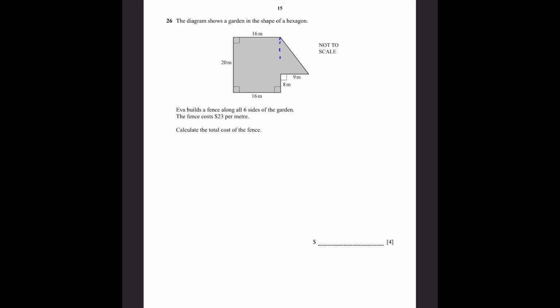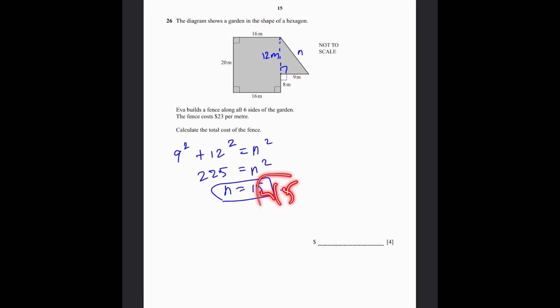So we can see that if we draw a dotted line there, this is 90 degrees. We have 9 meters here, and this length will be 20 minus 8, which is 12 meters. So this side length, let's call it n, we can find using Pythagoras theorem. 9 squared plus 12 squared equals n squared. 225 equals n squared, and n is equal to the square root of 225, which is 15. We only take the positive square root because this is a length. Length cannot be negative 15, right? So n is equal to 15 meters.